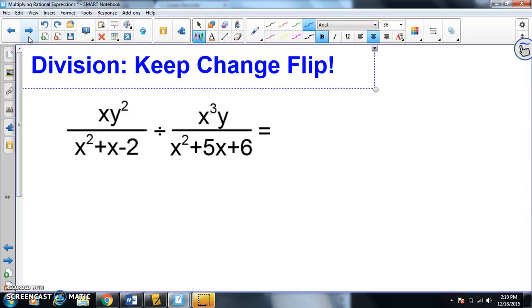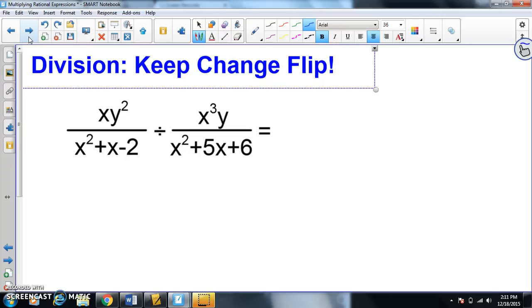Then for division, what we're going to do is change it to a multiplication problem, since we already know how to multiply. In order to do that, we keep our first, we change our division sign to multiplication, and we flip our second rational expression. Then we treat it just as a multiplication problem.